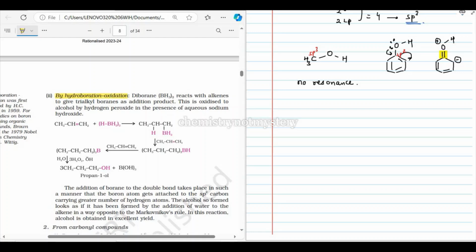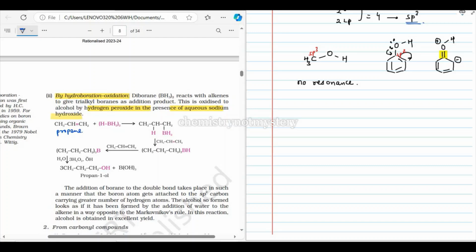By hydroboration oxidation. Diborane, BH3 whole twice, reacts with alkene to give trialkyl borane as addition product. This is oxidized to alcohol by hydrogen peroxide in presence of aqueous sodium hydroxide. So let's examine the reaction given here. So the reaction is with propene.